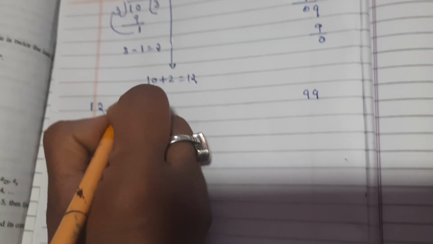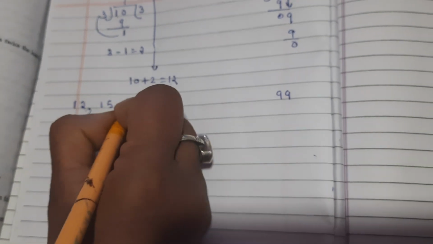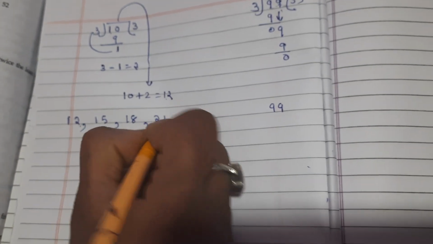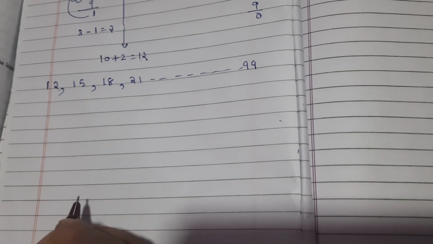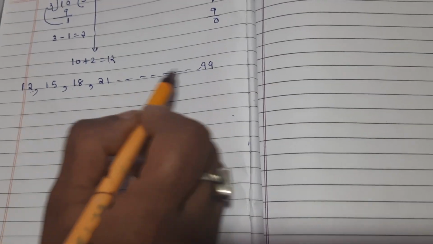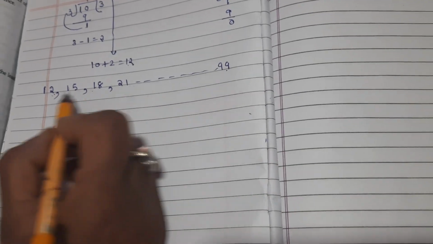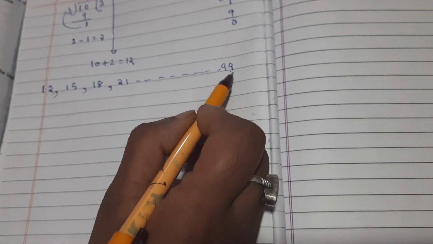12 plus 3, that is 15. Keep adding. 15 plus 3, that is 18. 18 plus 3, 21, and so on. If you see, this list of numbers forms an AP, right? This list of numbers forms an AP.